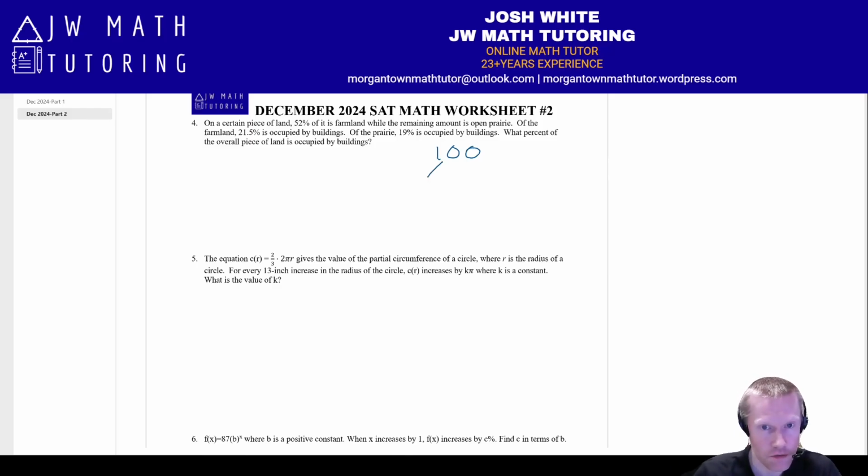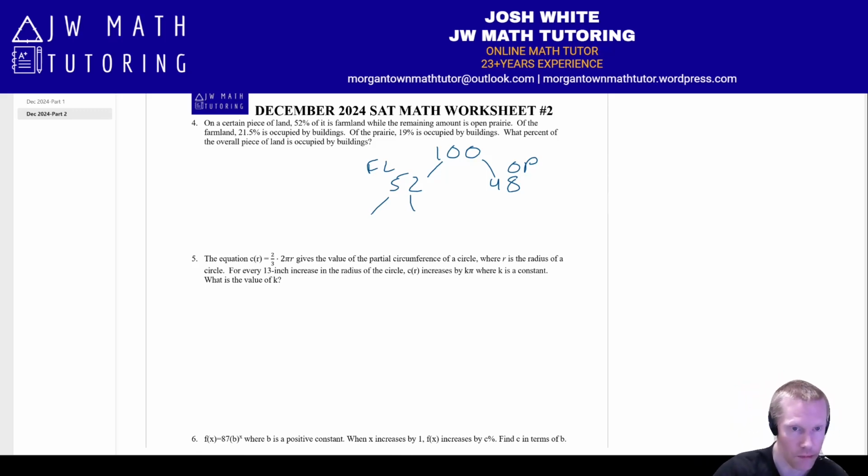Okay, 52% of it is farmland. So that means 52, again, use whatever unit is. This is farmland, and the remaining, which would be 48%, is prairie, open prairie. Okay, now, of the farmland, 21.5% is occupied by buildings. So I'm going to split this up and basically do 21.5% of 52.